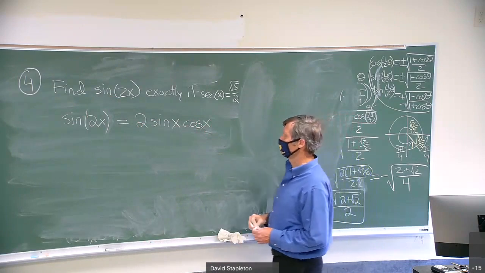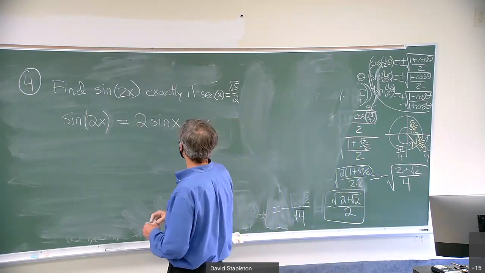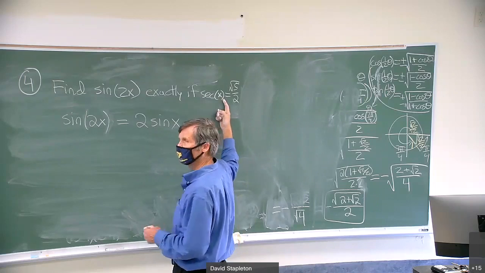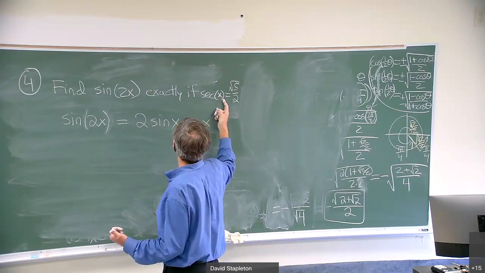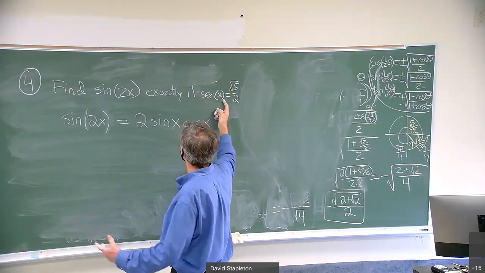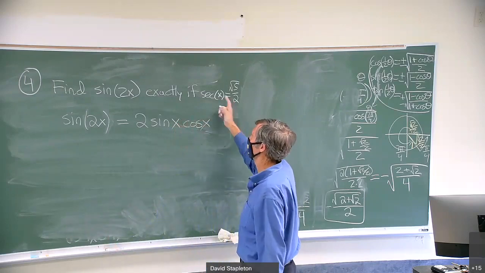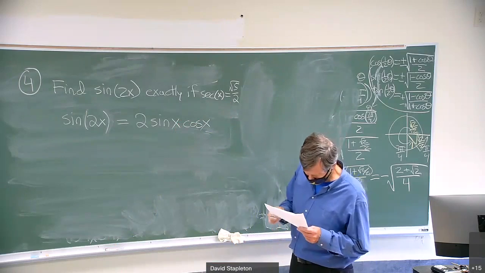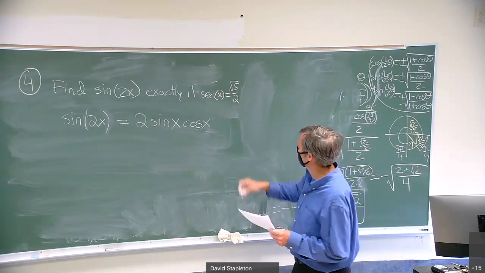Write down the double angle identity. And now say, what do I need to be able to do this? I need sine and cosine. I'm given secant. But I remember that given any one trig function, I can find all 6 trig functions, trig function in a quadrant. And I guess I left part of this off, didn't I? And sine x is less than 0.